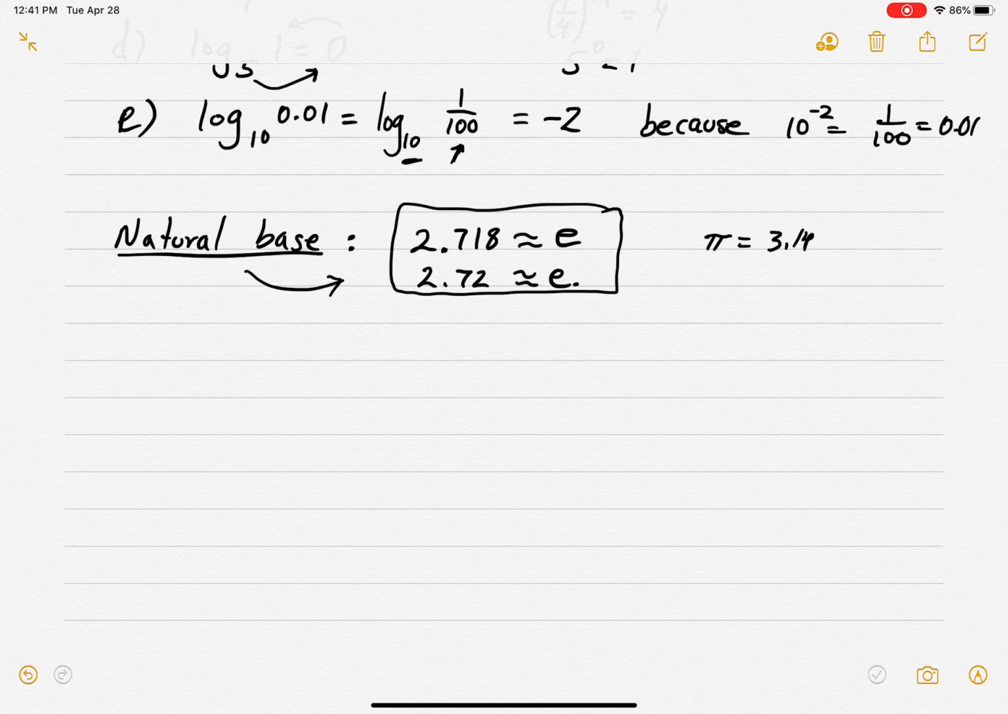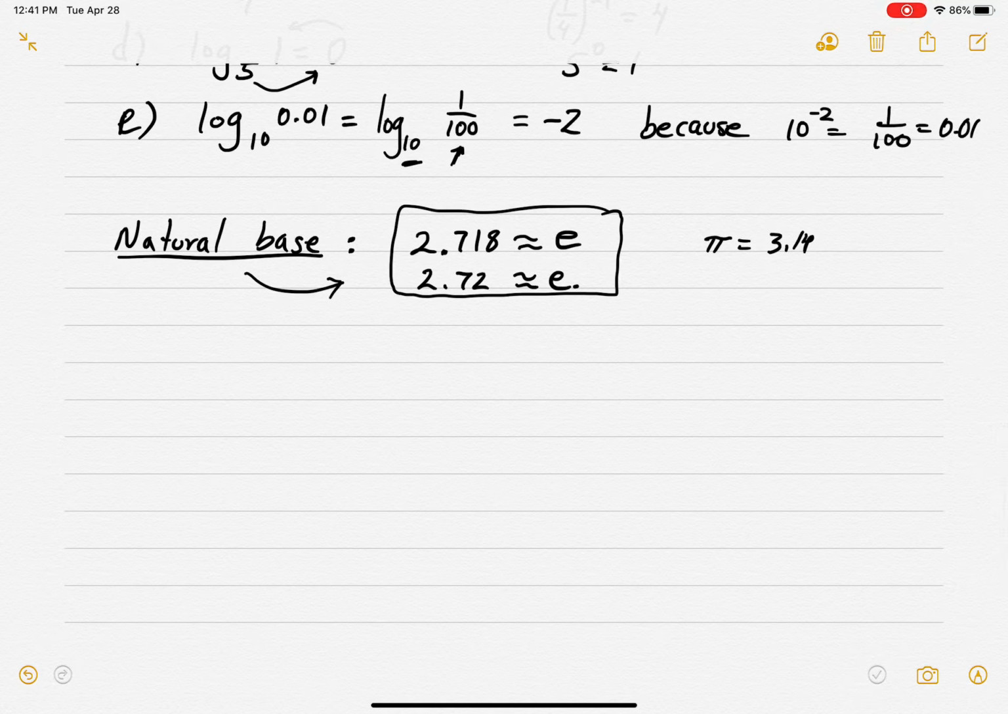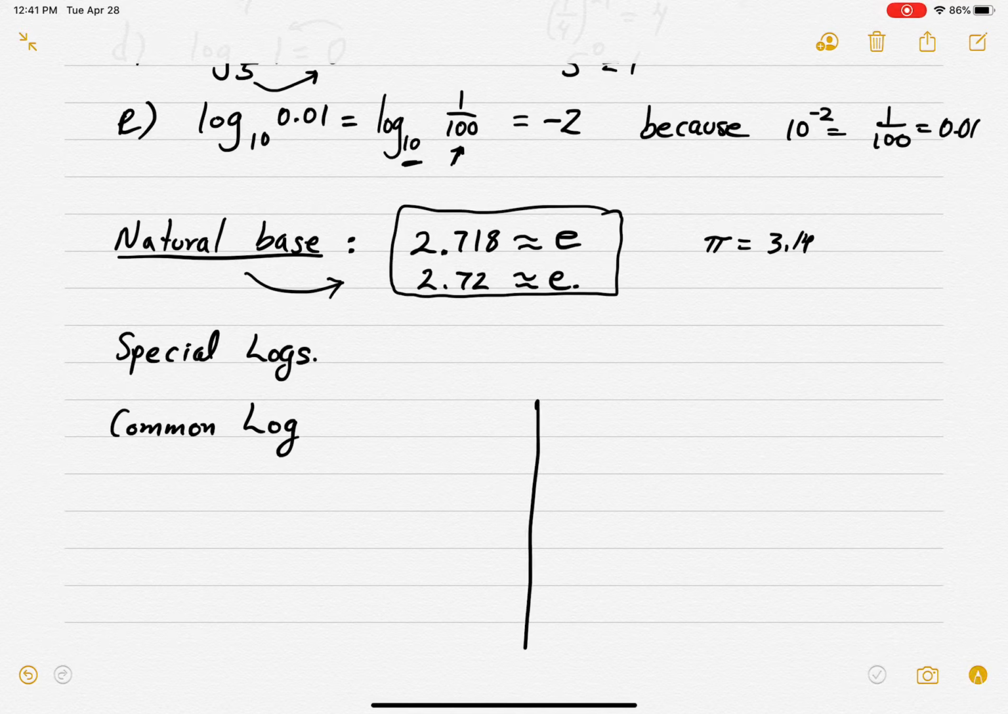And so with that in mind, we have 2 special logs now. So keep that in mind, that right there was a definition. What is e? Well, we have 2 special logs. One of them is called the common log, and the other one is called the natural log.